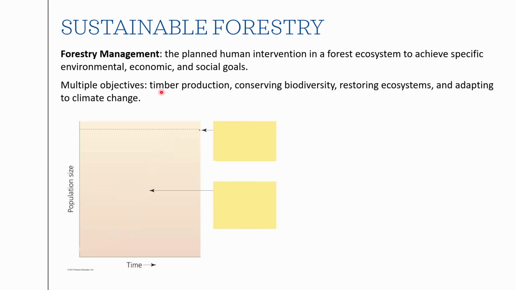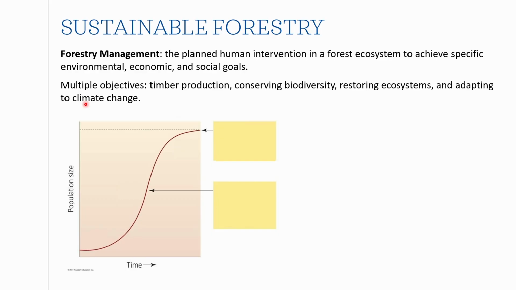We do still need to produce timber, right? We need to produce timber, lumber for building our infrastructure, and also providing paper and things like that. Also, we want to conserve biodiversity, and we want to restore existing ecosystems. And a fourth thing we can put on here is we have to adapt to climate change, right? Forest structure is changing because of that, and that's significant. This goes back to maximum sustainable yield.